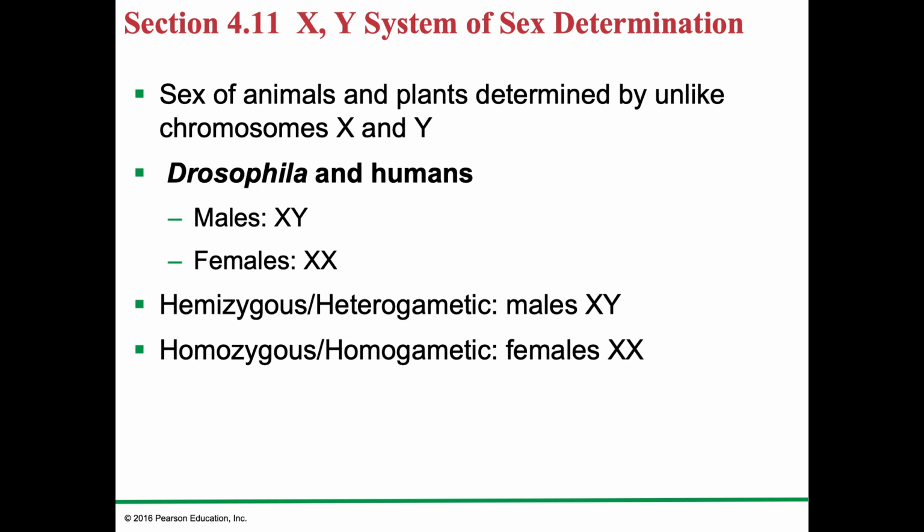And males are what we call the heterogametic sex, because the two chromosomes are not the same. In these particular species, females are for the most part the homogametic sex, because the two sex chromosomes are the same. And in birds, it's opposite. In birds, females are the heterogametic sex and males are the homogametic sex. So sex determination is not as simple as X and Y.